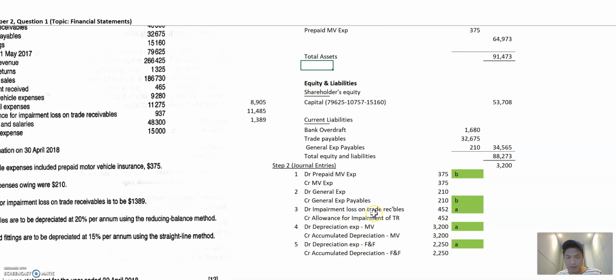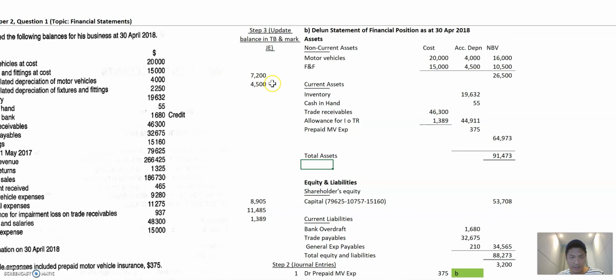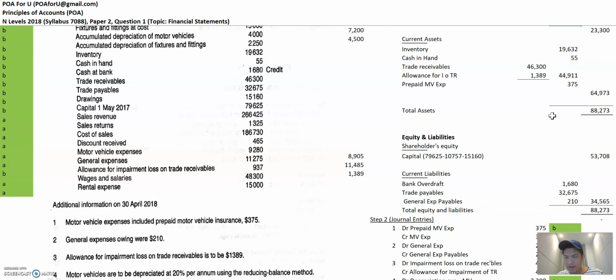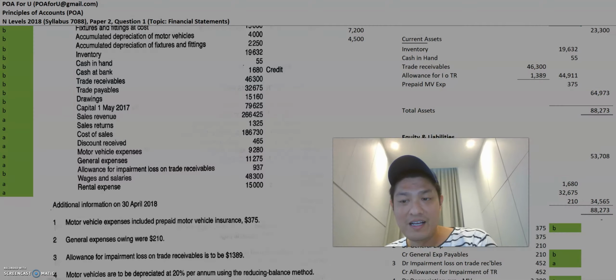Okay, so let me look at the depreciation items. Did I transfer my depreciation, accumulated depreciation, correctly? This 7200, I brought in 4000, right? So I can see that this is the mistake. I changed this to 7200, and my balance sheet, my statement of financial position, now balances. Okay. So I hope this has been helpful for you.